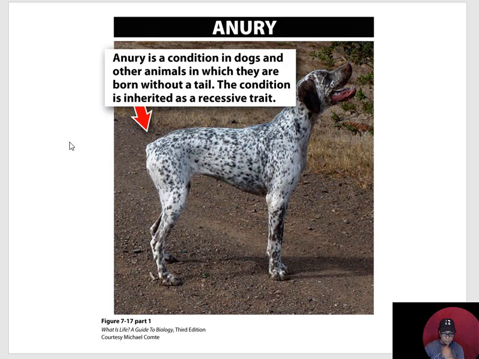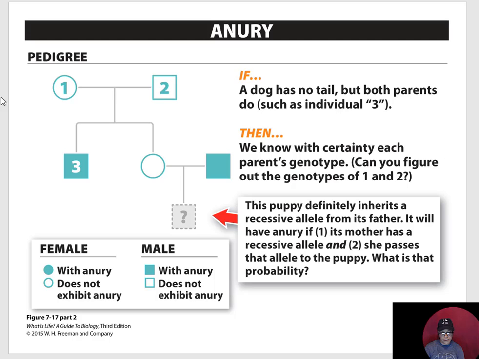Okay, so let's look at a pedigree and see if we can understand that. So it's a recessive trait. All right, so here we have this pedigree. If a dog has no tail, but both parents have tails, what we don't know about the parents yet is, okay, they have a tail. So does that mean that they're homozygous dominant or heterozygous?